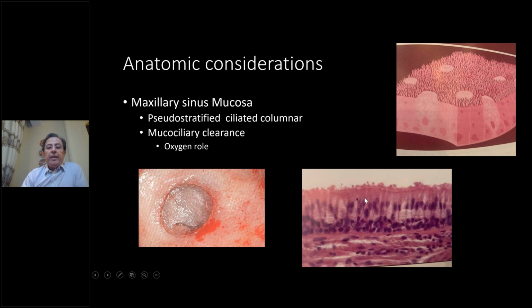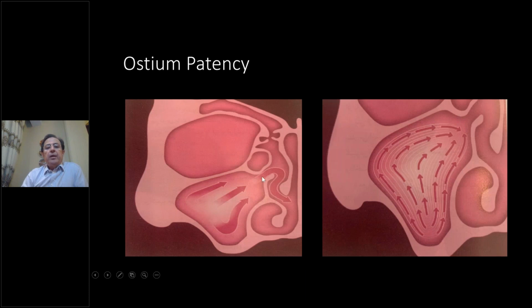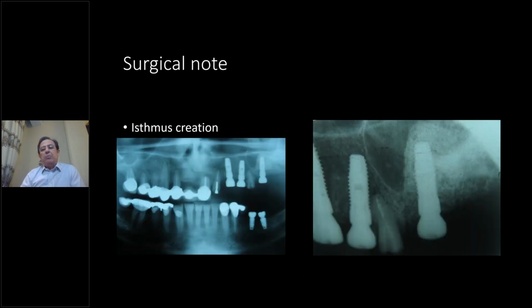So if there is any obstruction at the ostium here, the passage of air is reduced, and the oxygen cannot reach the cells, and the sinus will be susceptible to infection. You can see the flow and the direction of the movement of the cilia to drain the secretion to the nose. What's the surgical note about the mucociliary clearance?